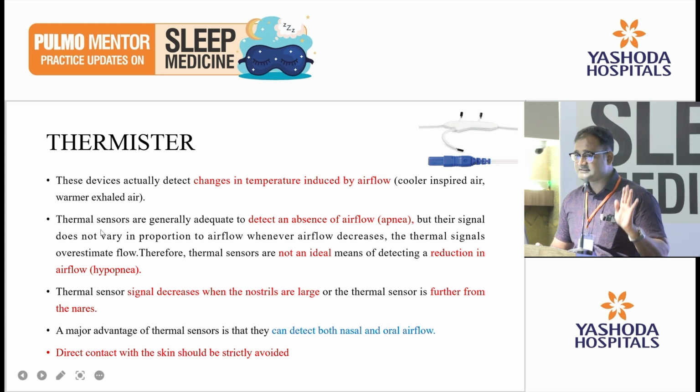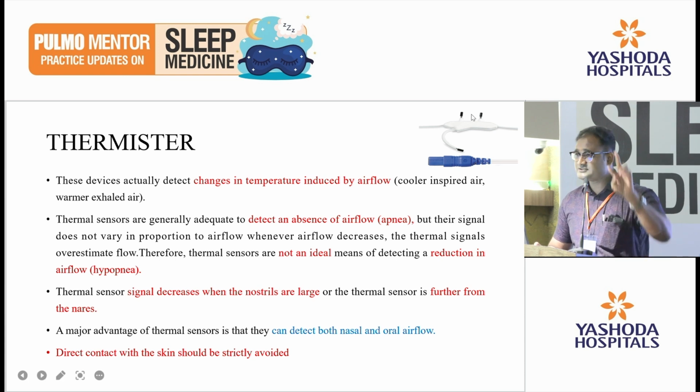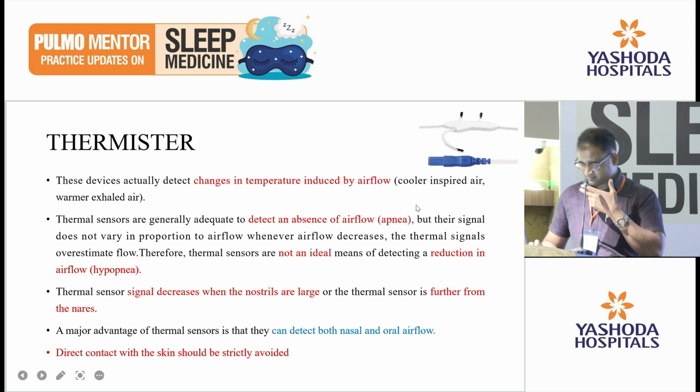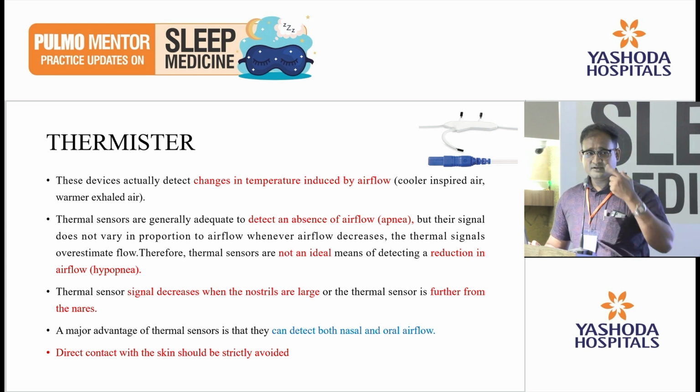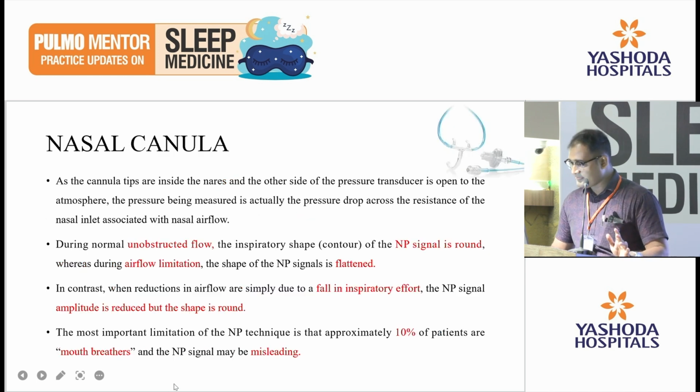So thermal sensors are generally adequate to detect an absence of airflow, apnea, but it is not ideal for detecting a reduction of the airflow, that is hypopnea. And the thermal sensor signal also decreases when the nostrils are large or the thermal sensor is further from the nares. But the major advantage of the thermistor is that it has two ports. One is attached to your nasal cavity, another for your mouth. So we can detect both nasal and oral airflow. Suppose your nasal blockage is there, you can detect your oral flow. And direct contact of the skin should be strictly avoided.